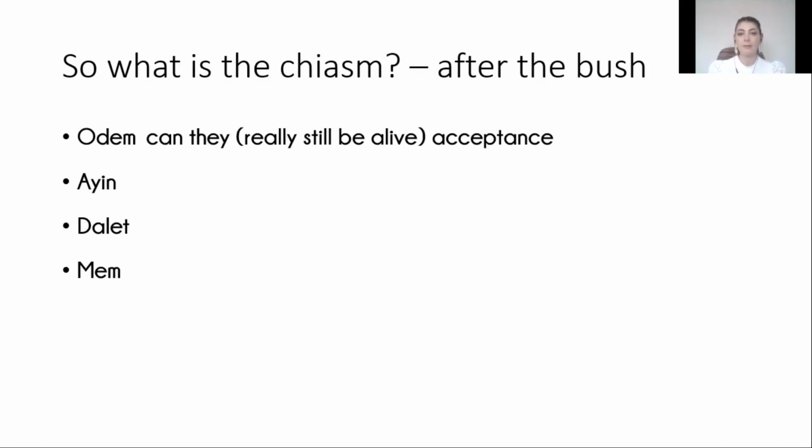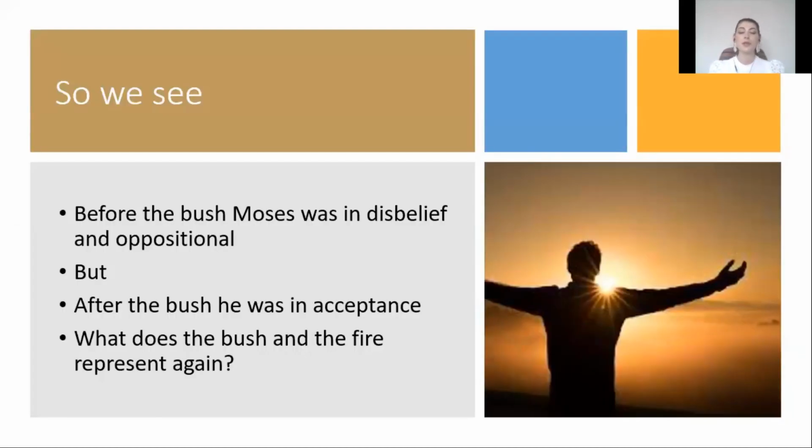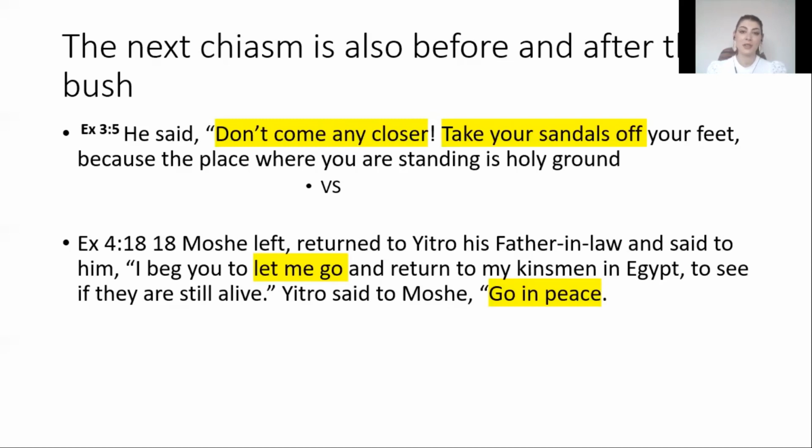He had acceptance. And so we see whenever we are unsure of ourselves, when we are unsure of who God is, who am I in God, and the fire comes and it starts burning the bush. Once we leave that place of being burned up, we have acceptance. We know who God is. We know better who we are. We know better who we are supposed to be. And so we see before the bush, Moses was in disbelief and oppositional, but after the bush, he was in acceptance. And so what does this fire represent again? Hardship.